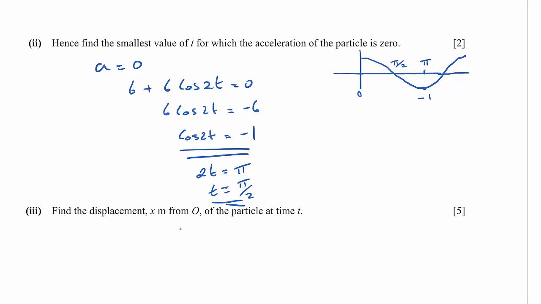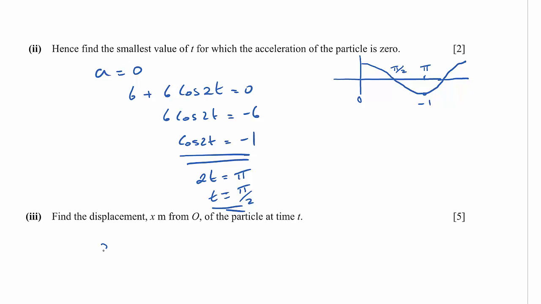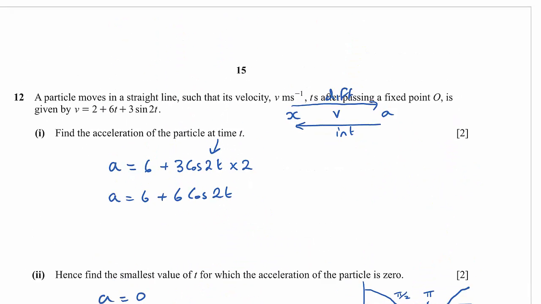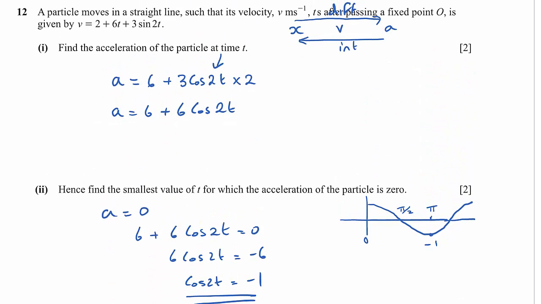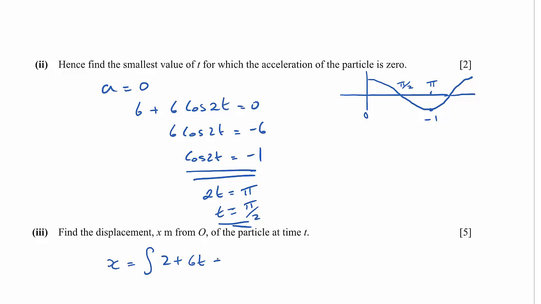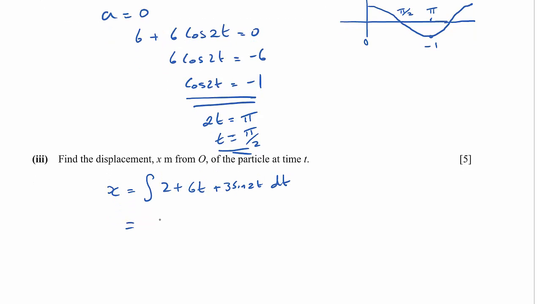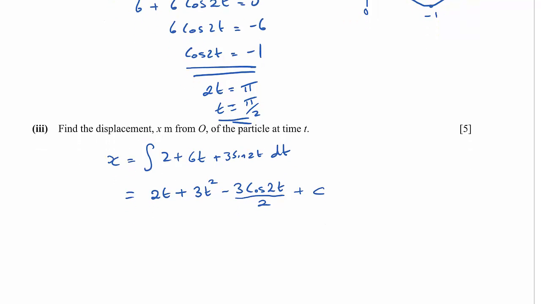Find the displacement of the particle at time t. So to get displacement from velocity, we have to integrate. So we're integrating 2 plus 6t plus 3 sine 2t. Okay, so that is going to be 2t plus 6t squared over 2, so that's going to be 3t squared. And sine integrates to negative cos, so we get negative 3 cos 2t. Reverse process, so we divide by the differential of the inside. And that's plus a constant.